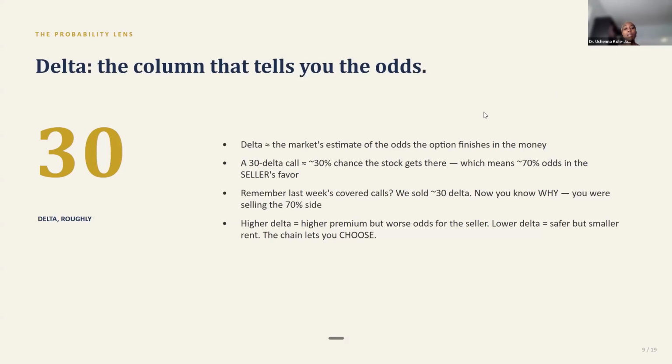The higher the delta, the higher the premium, the more money you have to pay, but the worse the odds for the seller. The lower the delta, the safer, because less money is needed, but the odds of you ending up in the money are lower. The higher the delta, the worse the odds for the seller. The lower the delta, the better the odds for the seller and the worse the odds for the buyer.